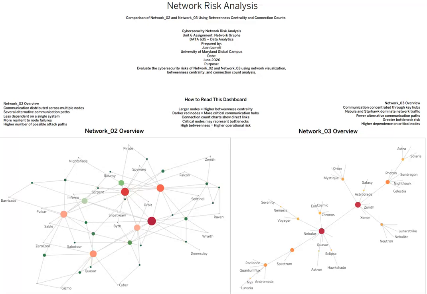Hello everyone, my name is Juan Ali and this presentation is for Data 635 Unit 6. Today I will compare Networks 2 and 3 and evaluate their cybersecurity risks using network visualization and connection analysis.